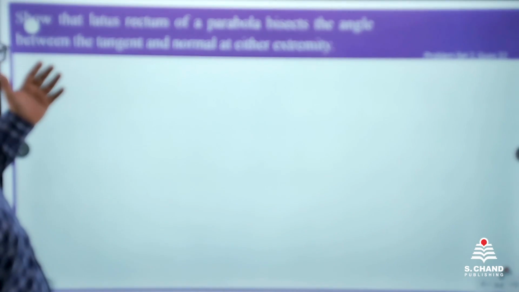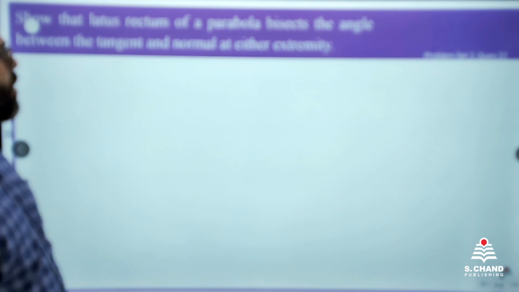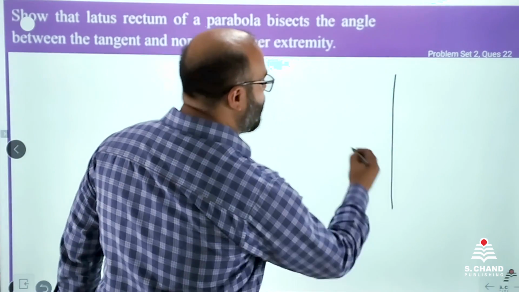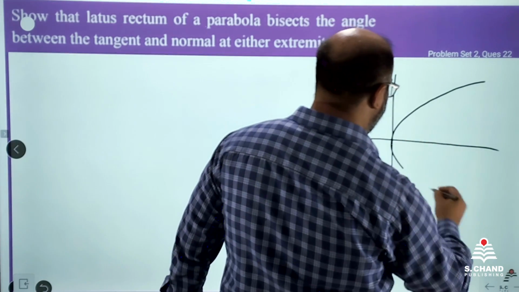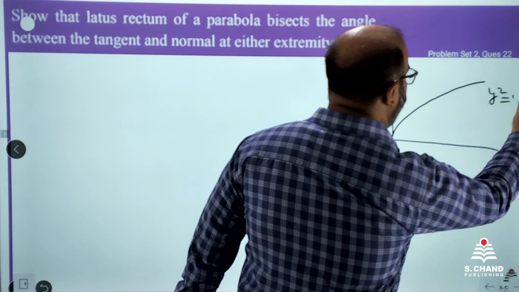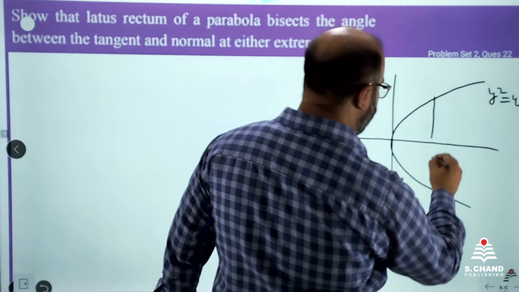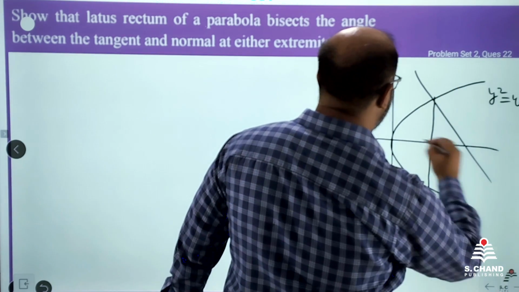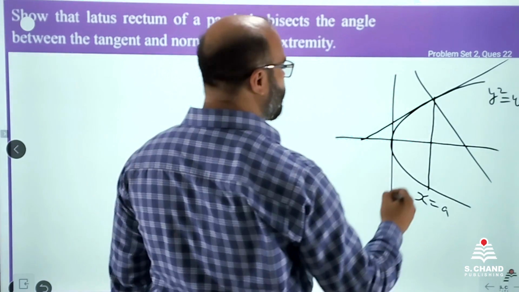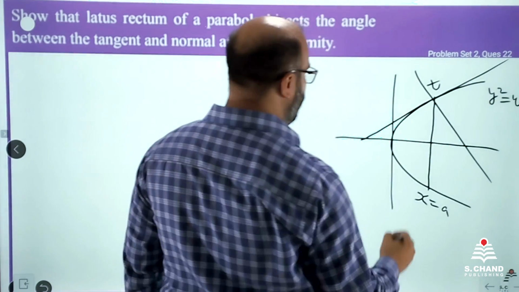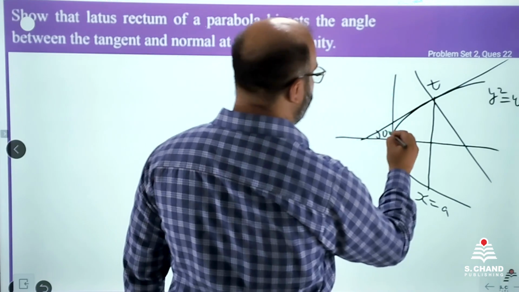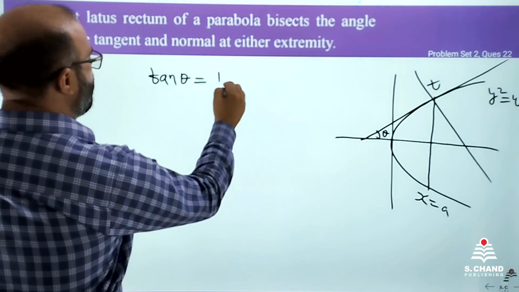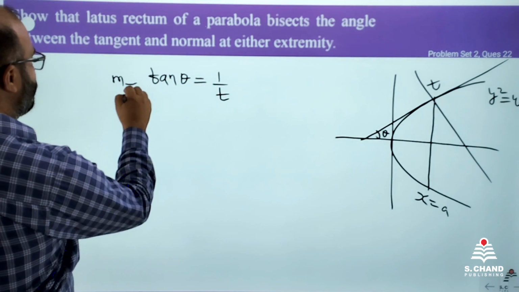So now the next question is, it says show that latus rectum of a parabola bisects the angle between the tangent and normal at either extremity. So if we take a situation of a right opening standard parabola, y square is equal to 4ax, and then we draw the latus rectum, x is equal to a, then we have the normal, this one, and the tangent, this one. Now if we take the parametric point t, then this angle theta, which is the slope of the tangent, tan theta, is equal to 1 by t. This is the slope of the tangent, right?